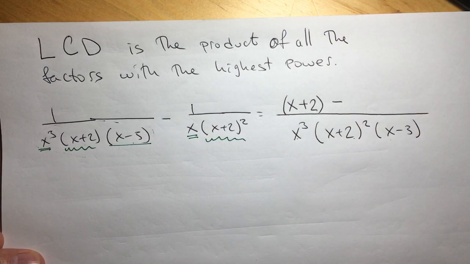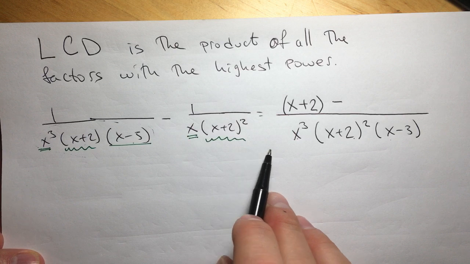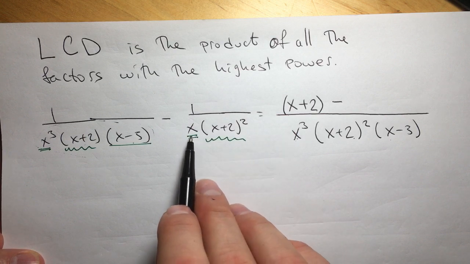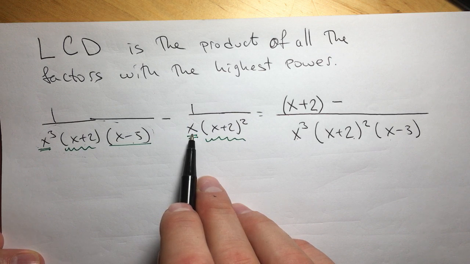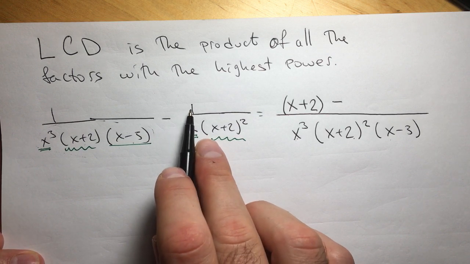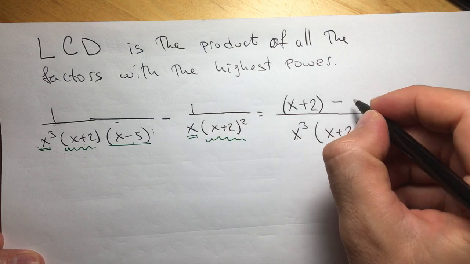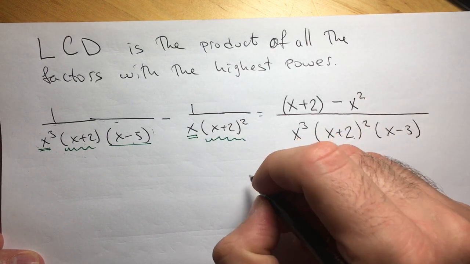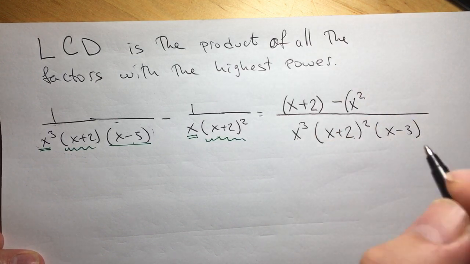By similar logic, this x became x cubed. That means that I have to have multiplied this x by x squared. I cannot just multiply the denominator by x squared. I have to multiply the numerator by x squared as well. So 1 times x squared, again use the parentheses.